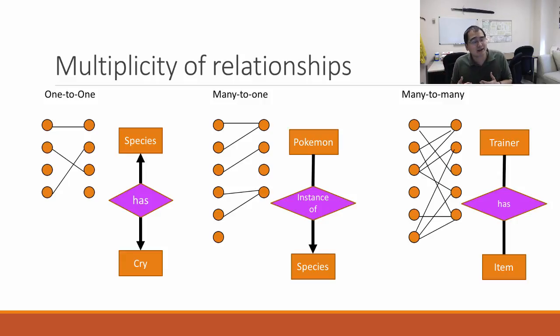Slightly more complicated is that of the many-to-one relationship. So here is when you have, for instance, Pokemon that are an instance of a species.